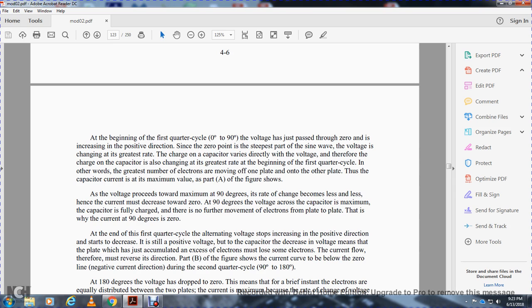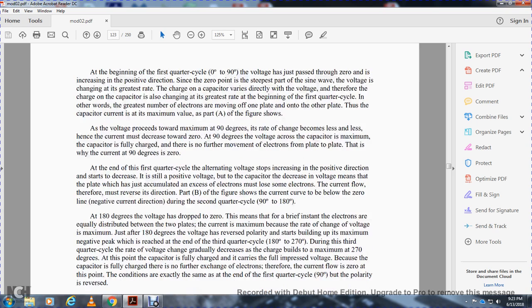As the voltage proceeds toward the maximum at 90 degrees, the rate of change becomes less and less, so the current must decrease to zero. At 90 degrees, the voltage across the capacitor is at maximum. The capacitor is fully charged. Therefore, there is no further movement of electrons from plate to plate. This is when the current is zero, at 90 degrees.